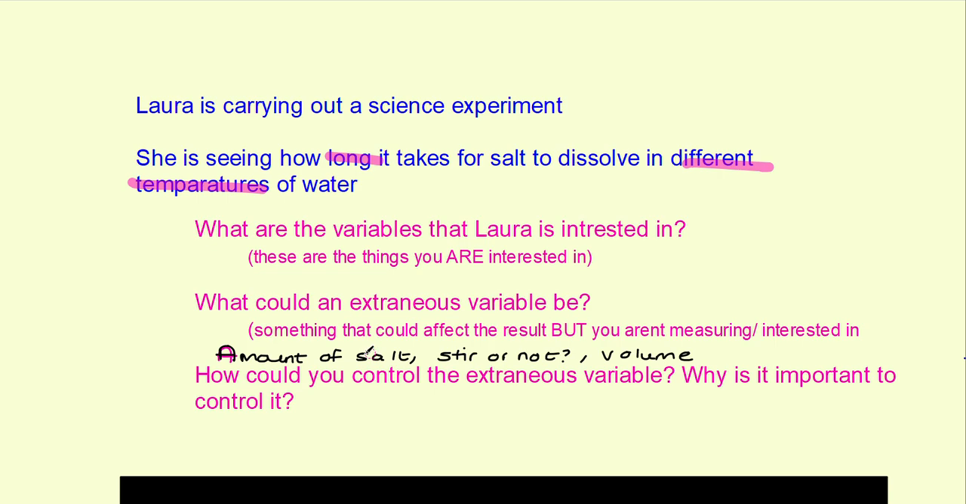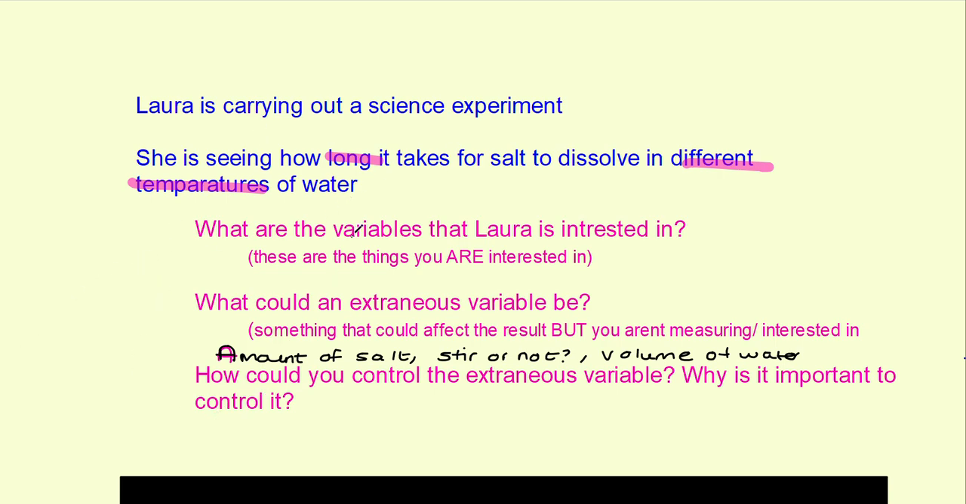So amount of salt. If you'd written that, you would say use the same amount of salt, measure out the same amount of salt for each experiment, for each different temperature of water. Stirring or not, you may make a decision either to stir each time or to not stir each time, and to stir at a constant speed. And volume of water, you would just say that you would make sure the volume of water was consistent, was the same between each sample.